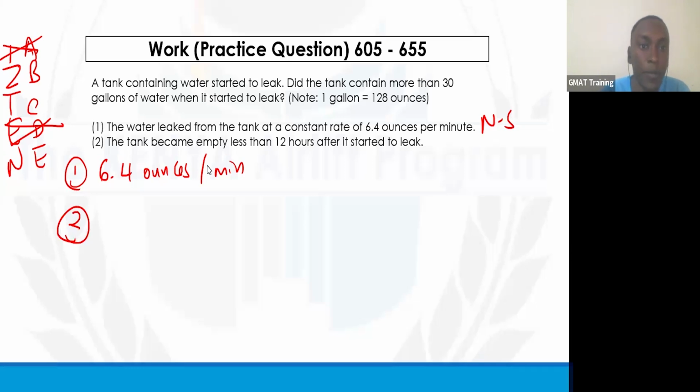The tank became empty less than 12 hours after it started to leak. Now, we have not carried the information from statement 1, but we can see we need now the rate. This is also not sufficient, and therefore B is out. Let's determine if we combine these two statements, so we can have enough information for us to confidently say the tank contained more than 30 gallons of water or less than 30 gallons of water.